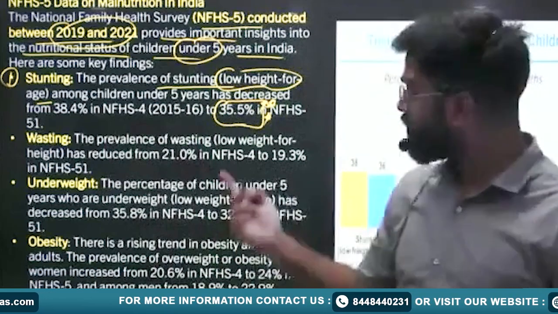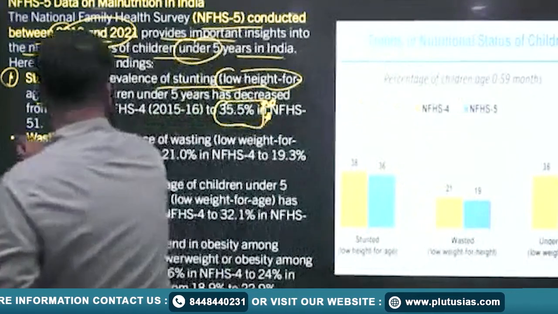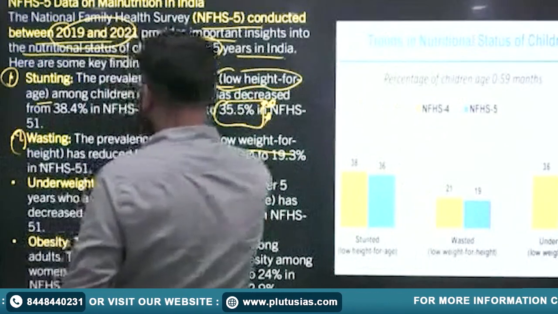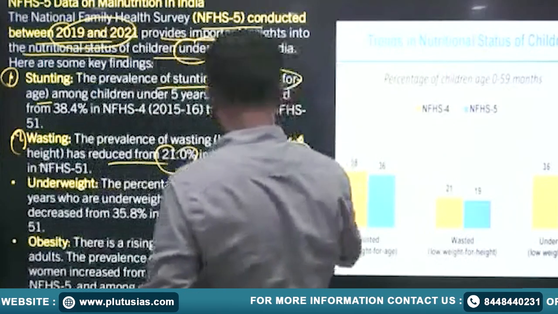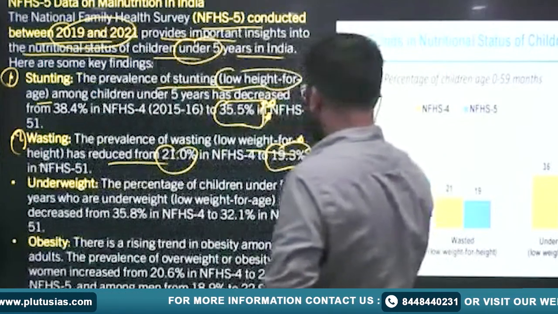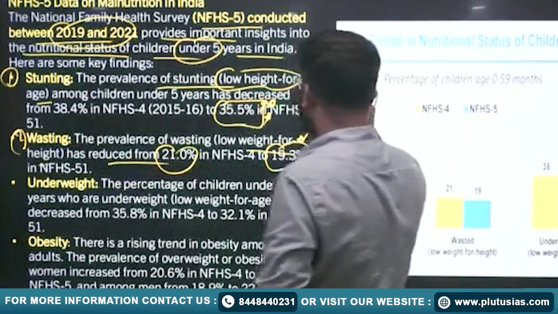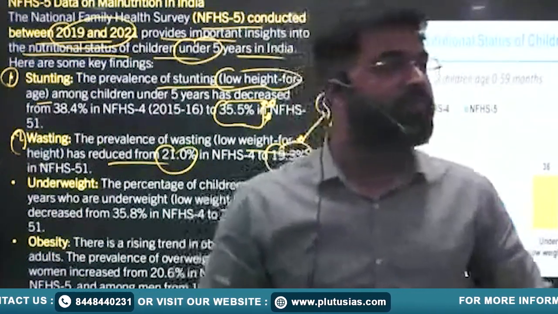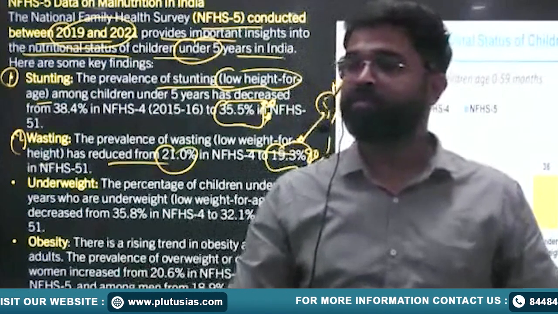Big issue? Wasting. The prevalence of wasting, that is low weight for the height, has reduced from 21% to 19%. Basically, ye bhi kitna hai? 20%. So every fifth child in India is wasted. Give one example of wasting.